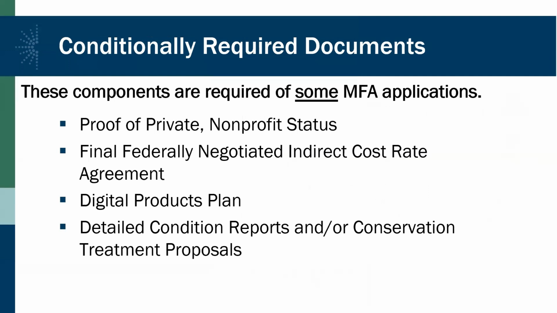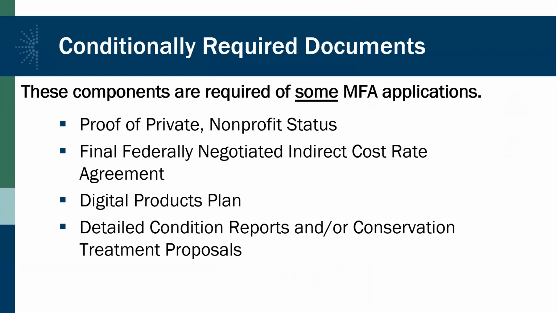The second category of application components is that of conditionally required documents. Some applications must include 1, 2, or even all 4 of these, and it's your job to figure out which are required for yours. If you are applying as a nonprofit, then you must include your proof of nonprofit status determination letter issued by the Internal Revenue Service. We will not accept a letter of state sales tax exemption as proof of nonprofit status.